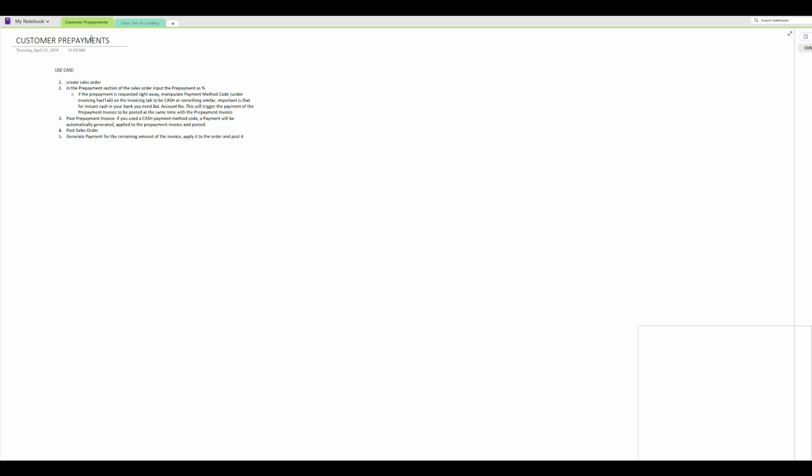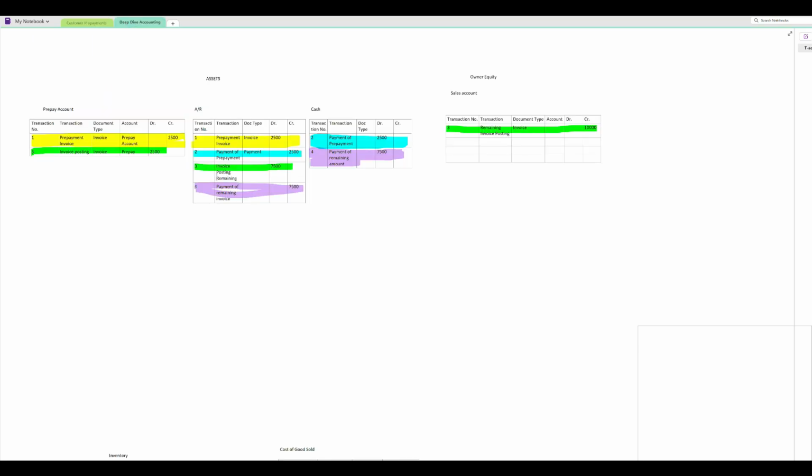And in accounting, in the T accounts, we have the assets here. Left hand side, we have the prepayment account, AR, accounts receivable, and the cash, which was the petty cash in our case. And then in the sales area, we have the one account where we posted the whole amount. So we had 10,000 as the total amount of the sales. We had a deposit of 2,500 and the remainder of 7,500.